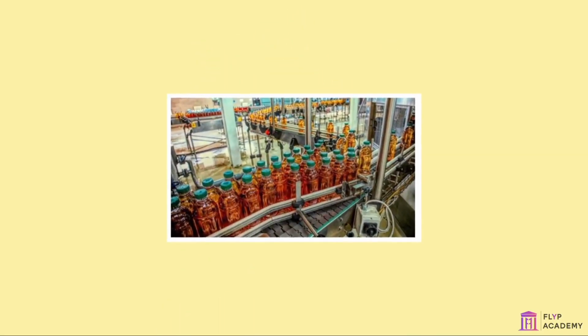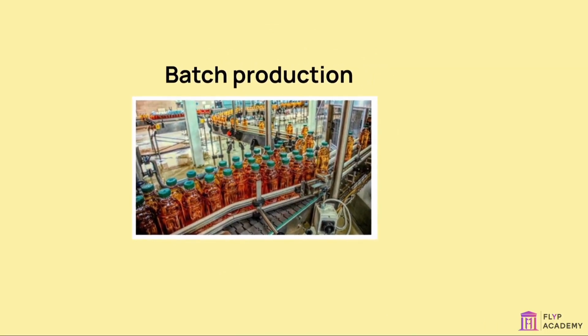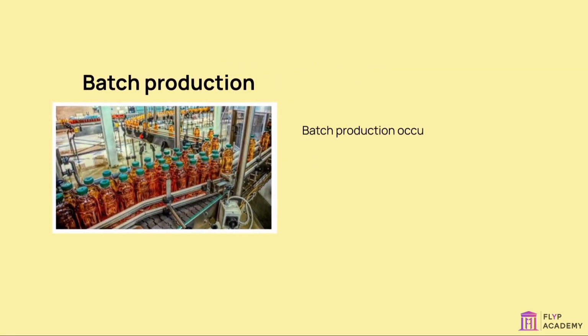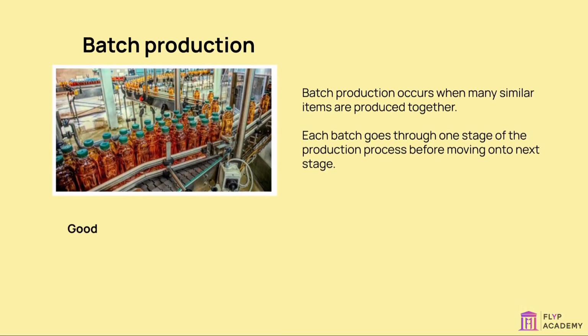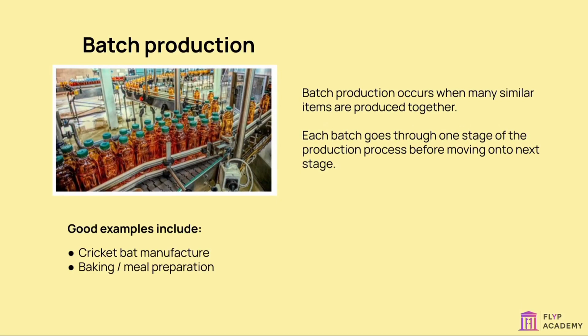Now let's move on to batch production. Batch production occurs when many small similar items are produced together. Each batch goes through one stage of the production process before moving on to the next stage. Good examples include cricket bat manufacture, baking, meal preparation, clothing production.